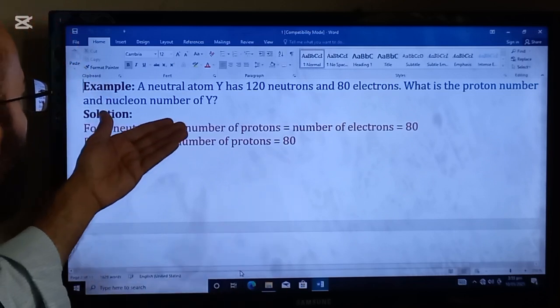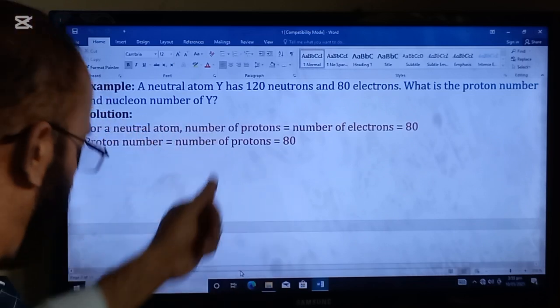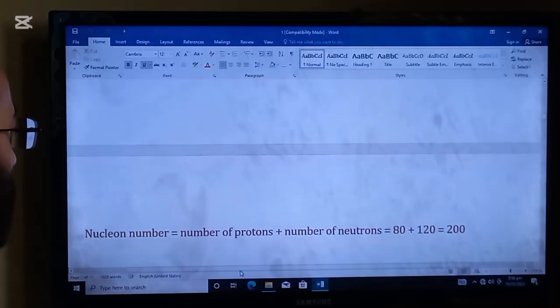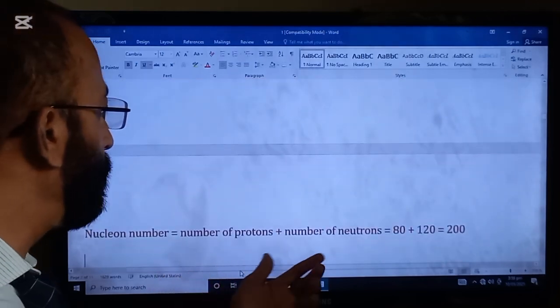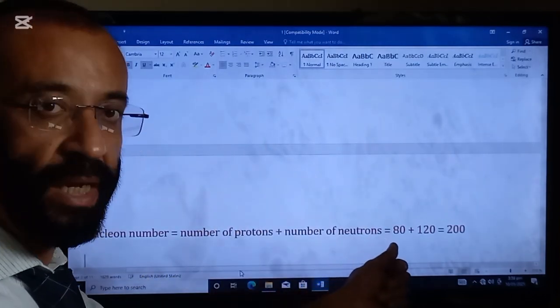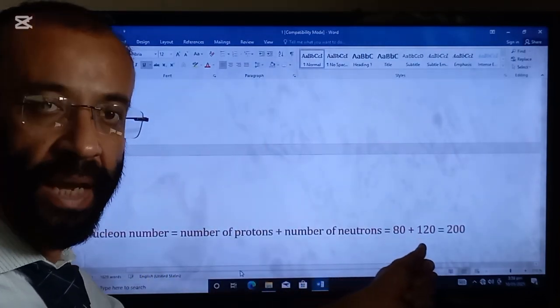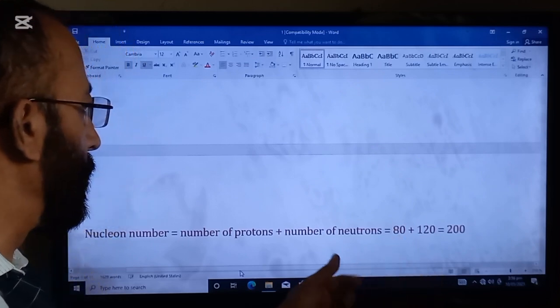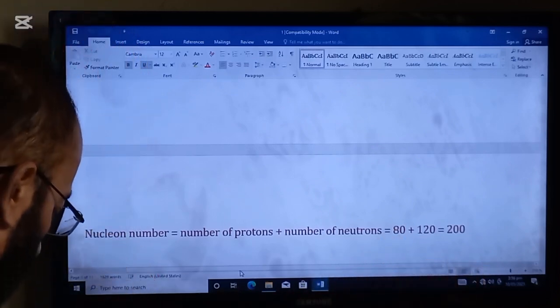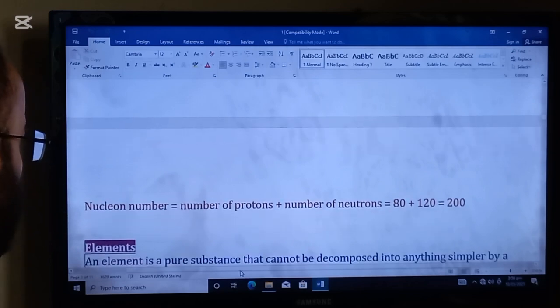The next thing that is required is nucleon number. So nucleon number is equal to number of protons plus number of neutrons. In the question, we are given 80 protons and 120 neutrons. So 80 plus 120 will be equal to 200. So this is the nucleon number.